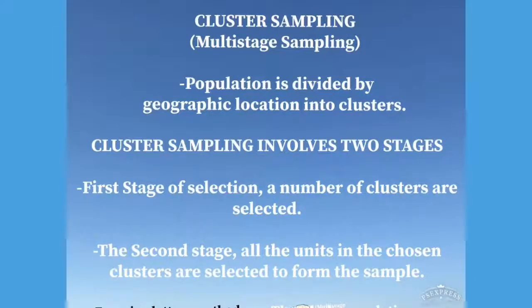The last but not the least is the cluster sampling, or the multi-stage sampling. The population is divided by geographic location into clusters. Cluster sampling involves 2 stages. In the first stage of selection, a number of clusters are selected. And in the second stage, all the units in the chosen clusters are selected to form the sample.